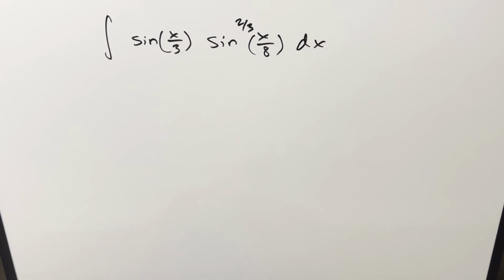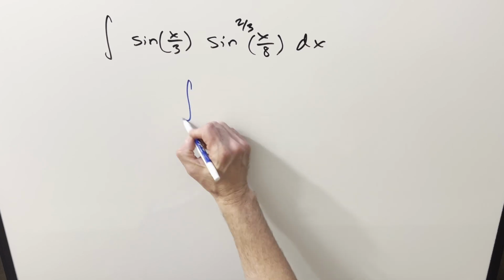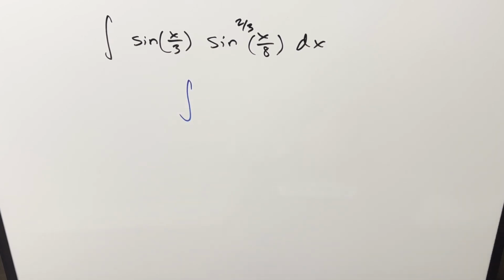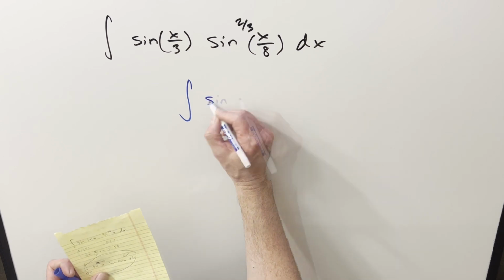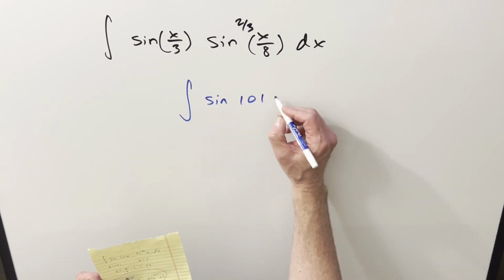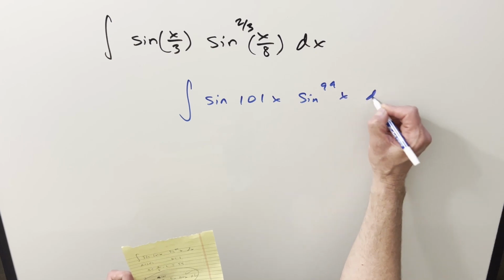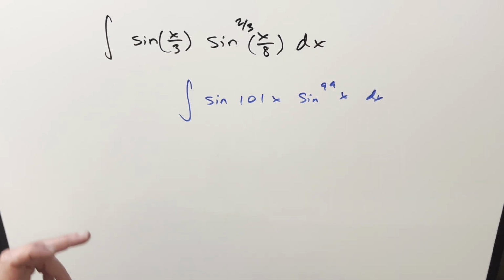There was a problem that I did from the MIT integration bee, and this was kind of a long time ago, like a week ago or 6 months ago, I'm not really sure. So the problem MIT had was sine 101x times sine to the 99x. So at first I was thinking maybe I could come up with a nice problem like they did, and I actually already did that. I did something that came up with 2024.